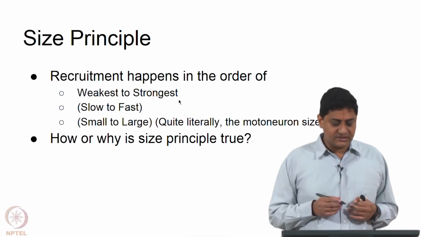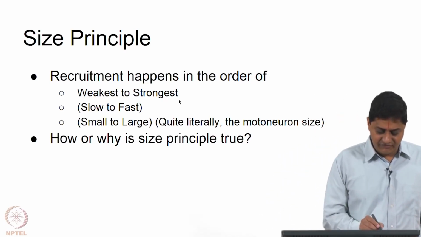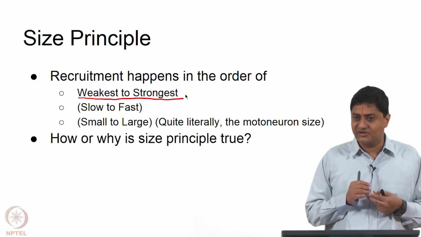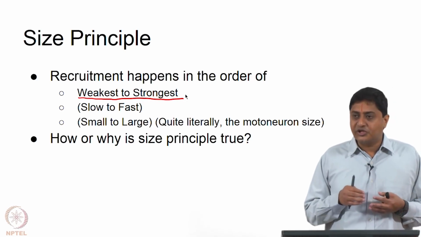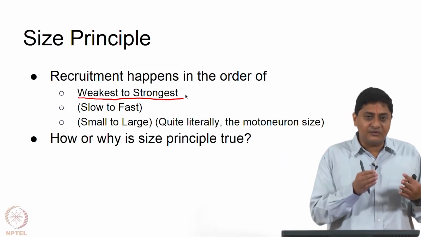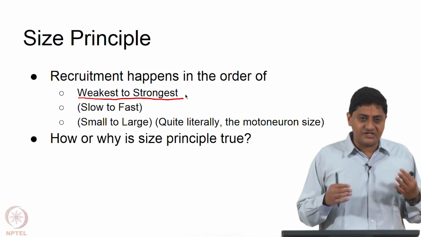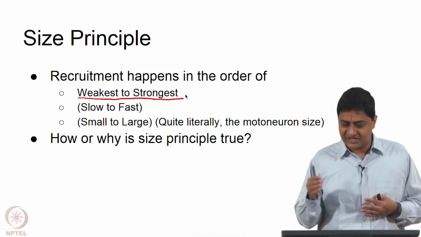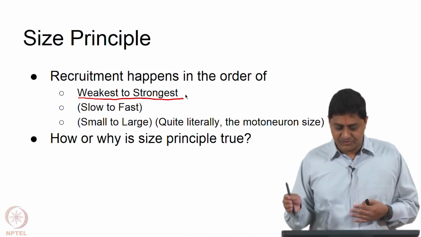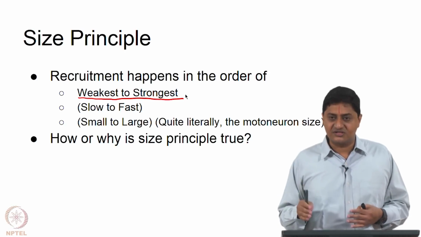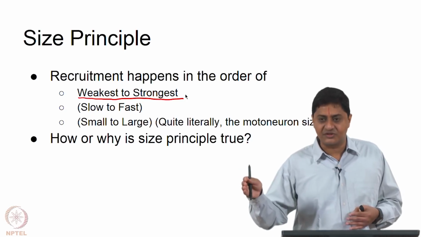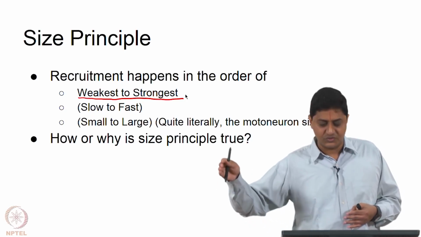It turns out that recruitment itself happens in the order of weakest to the strongest. The motor unit that produces the smallest amount of force in a muscle is the weakest. The motor unit that produces the largest amount of force is the strongest. Suppose I order them in the order of their ability to produce maximal force, then recruitment happens in an orderly fashion from the weakest to the strongest. First, the weakest motor units are recruited, and then the next stronger one, and then the next stronger one, and so on and so forth.